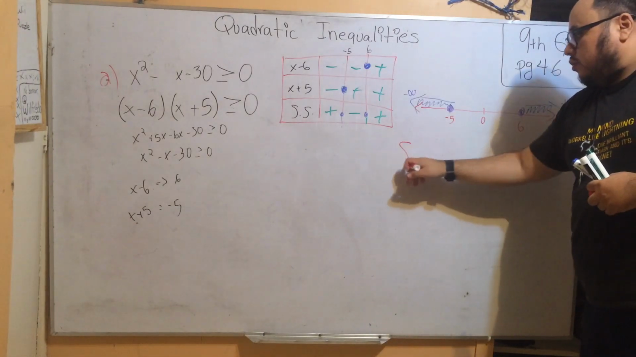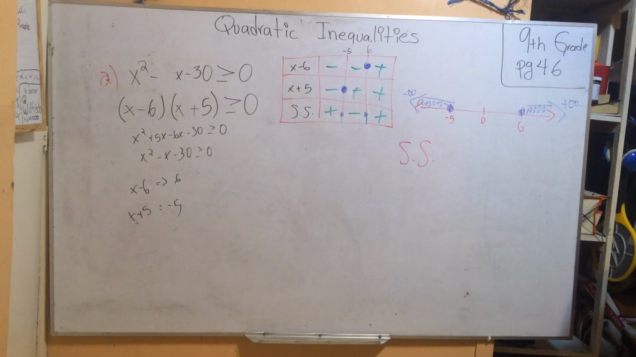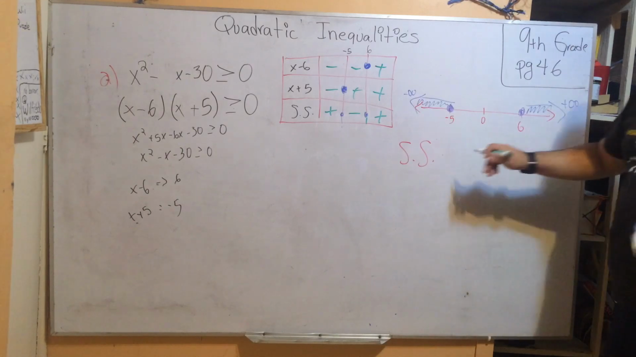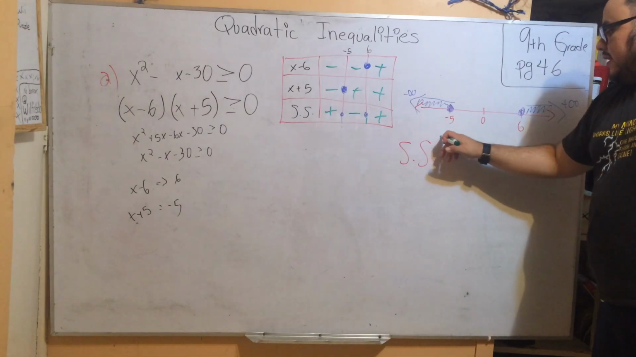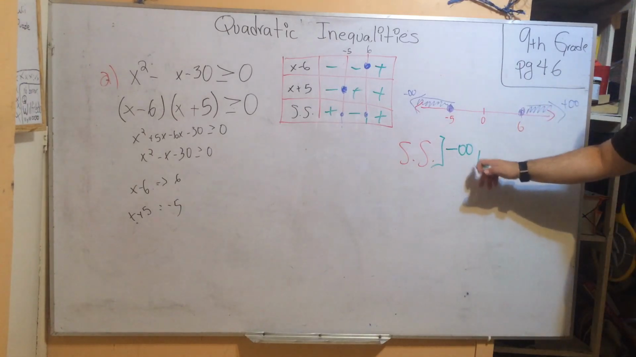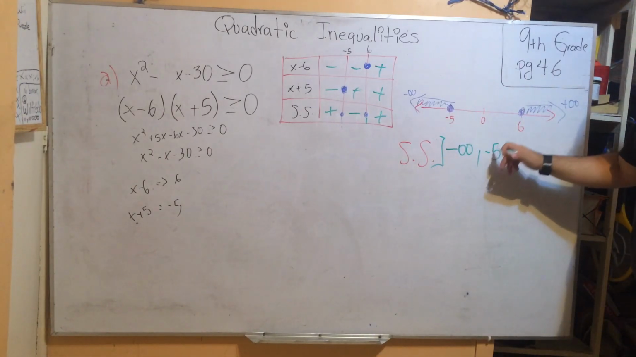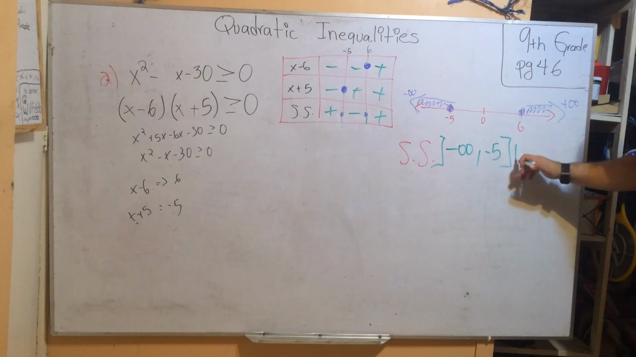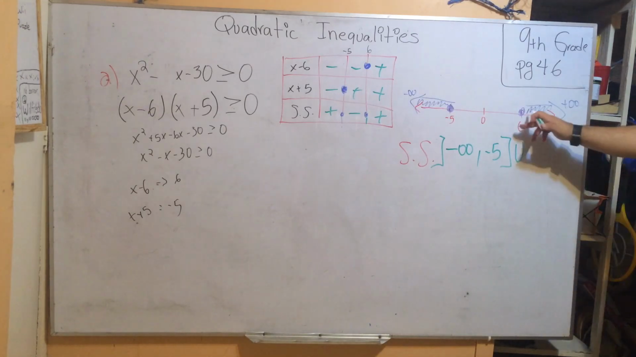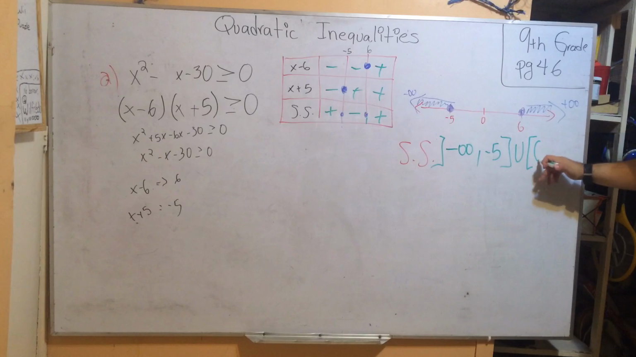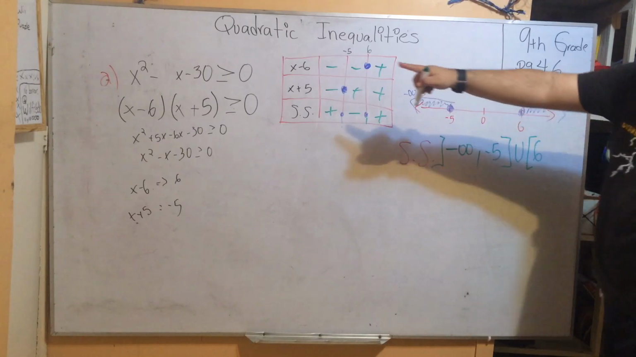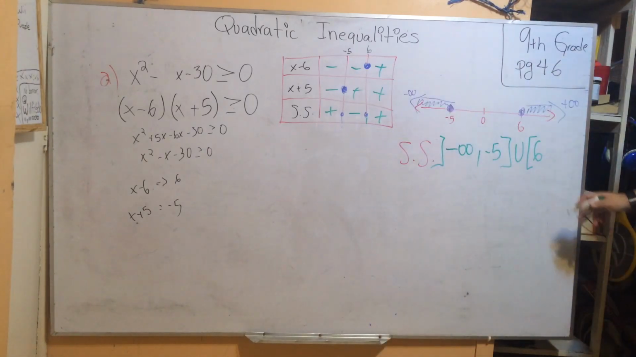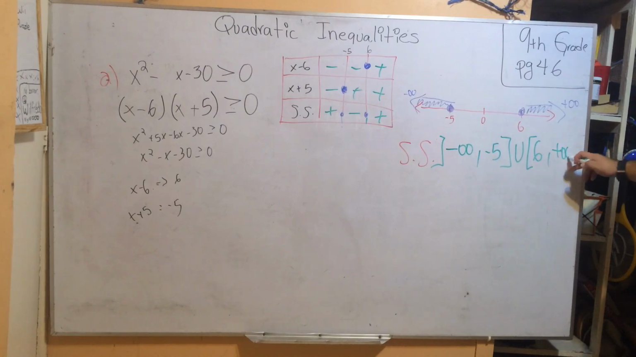So when we write our solution set, we're looking for numbers that come from negative infinity. Remember that negative infinity is never included. Up to negative 5. And is negative 5 included? Yes. Since we have a gap of numbers that are not included, we have to make a union. And they start again at 6. Is 6 included? Yes, because it's circled and because it comes from greater or equal. And then they go to positive infinity, but positive infinity is not included.